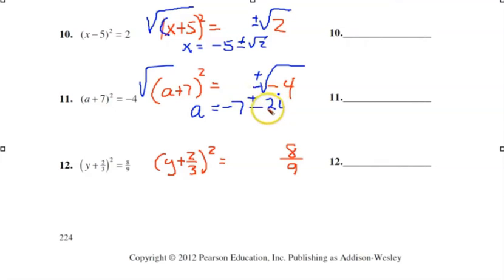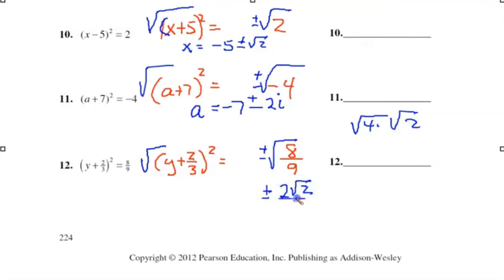That's what we had from chapter 7 there. Okay, this one again, take the square root of that, plus or minus the square root of that. And notice the square root of 8 is the square root of 4 times the square root of 2. Square root of 4 is 2. So this is going to become plus or minus 2 square root of 2.